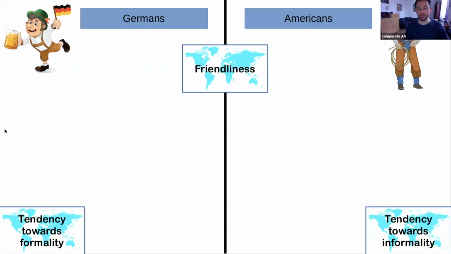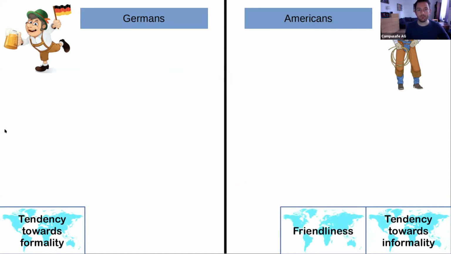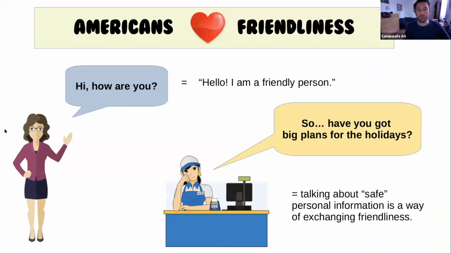Okay, so next one we have is friendliness. Now, I have to say, Germans are very friendly, but Americans really put friendliness as one of the top values. And this is very important when dealing with Americans. You have to keep this in mind, that we really, really appreciate, we really like friendliness. So we'll put it there. Americans heart friendliness. We love it.